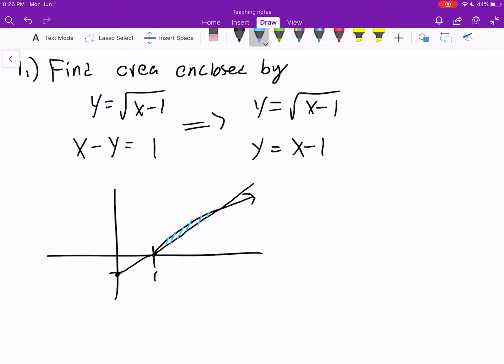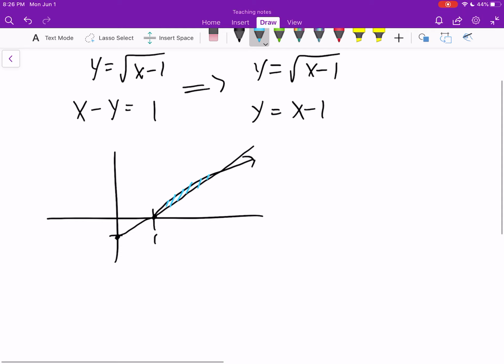It's not really big there, but that's the area that we're looking for. And so for the area, you can do top minus bottom or right minus left, doesn't matter. I think right minus left is easier, but most people did it as top minus bottom. So I'll do it that way.